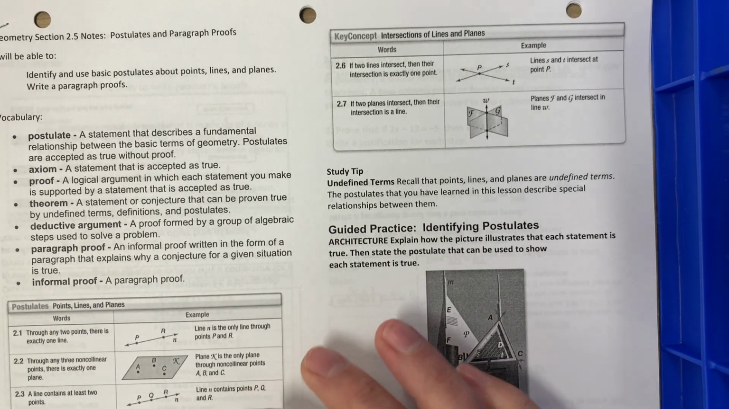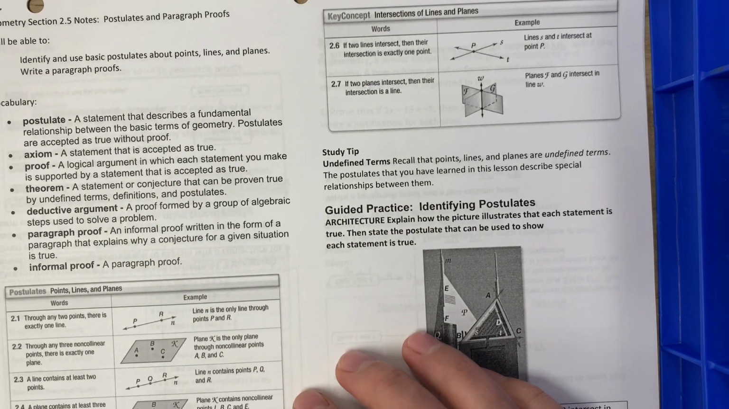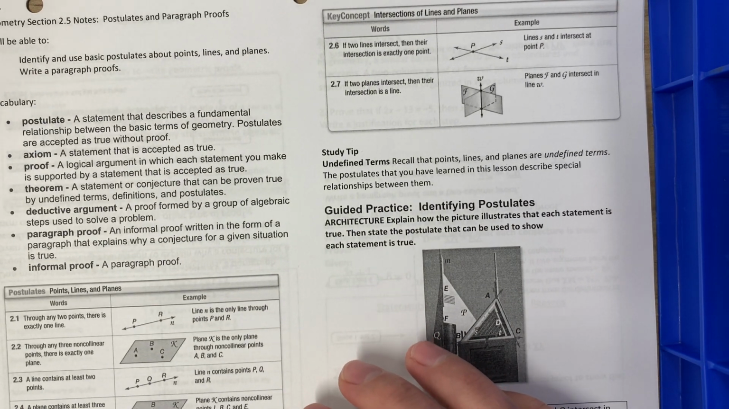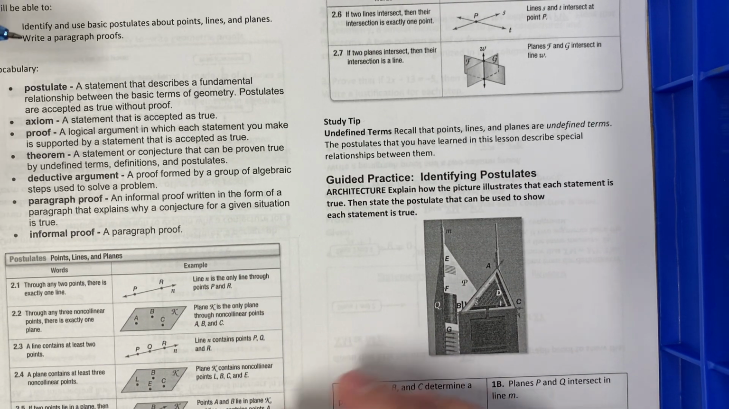All right, guys, so today we're going over 2.5, which is postulates and paragraph proofs. We're going to identify and use postulates about points, lines, and planes, and write a paragraph proof. So some vocab for you.